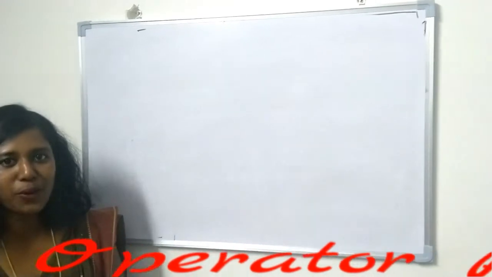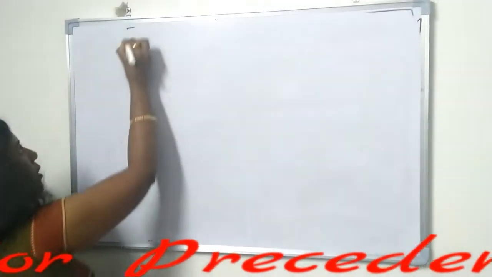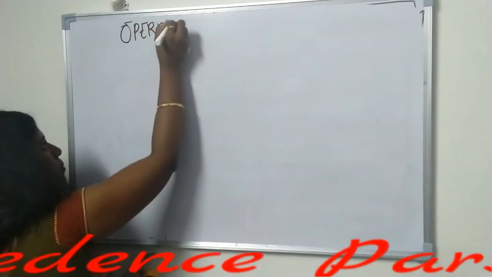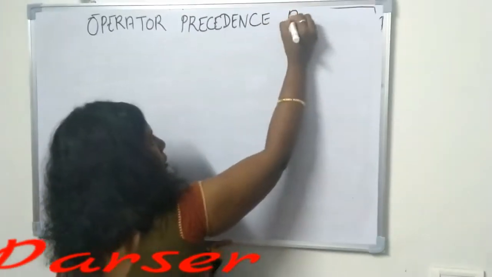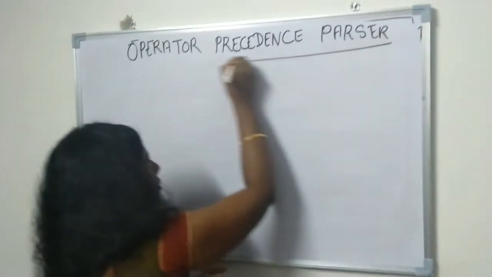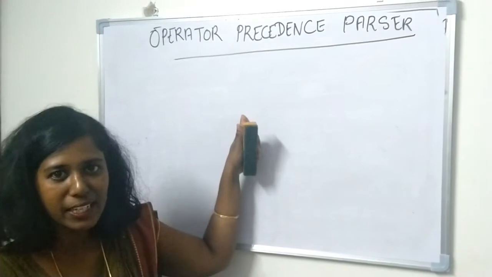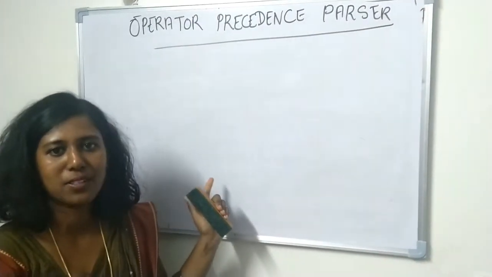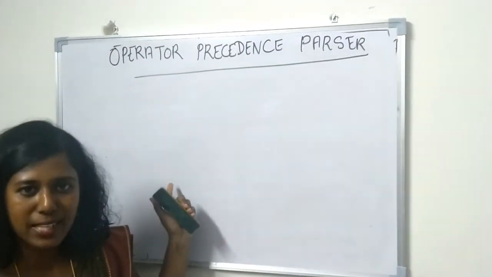In this video, I am going to teach operator precedence parser. This parser also uses the bottom-up parsing technique, and it is used for small grammars. Now I am going to explain this with an example.